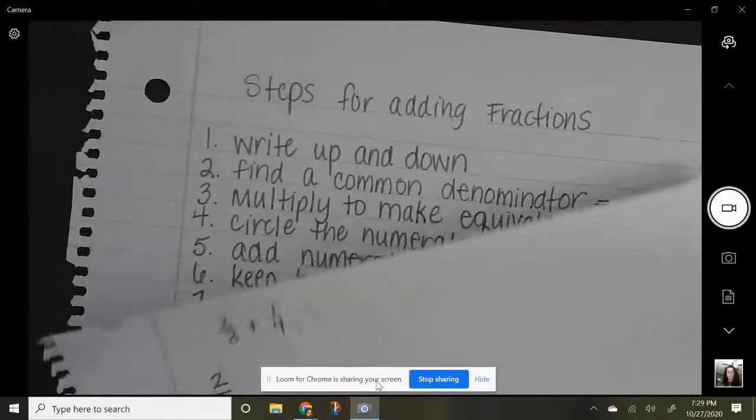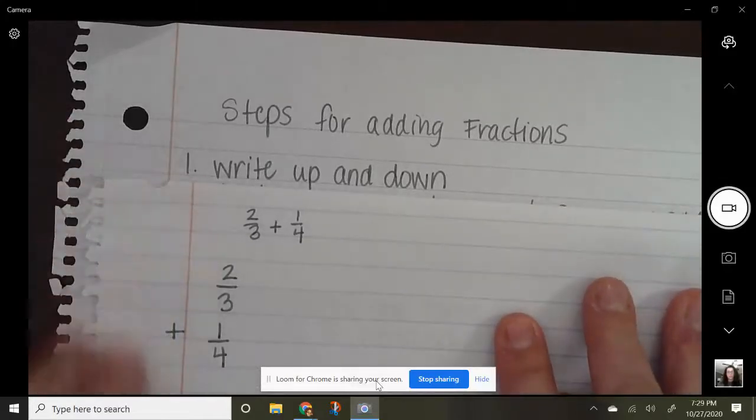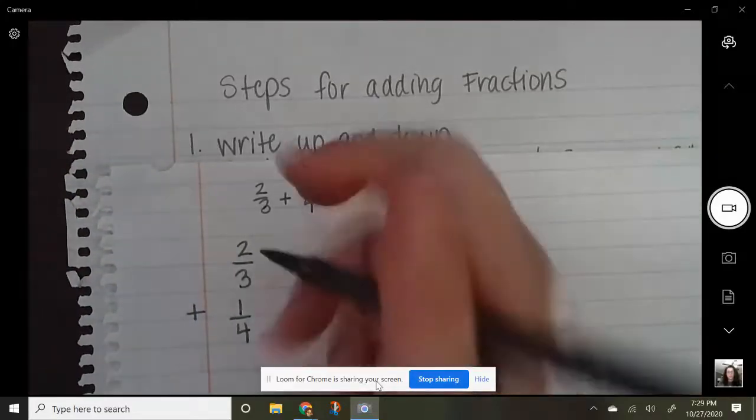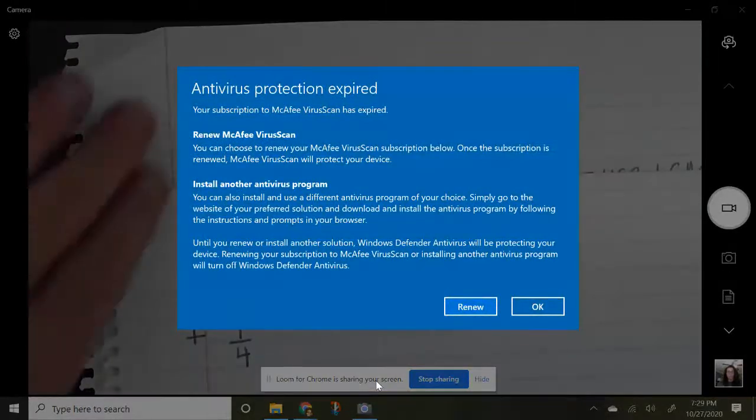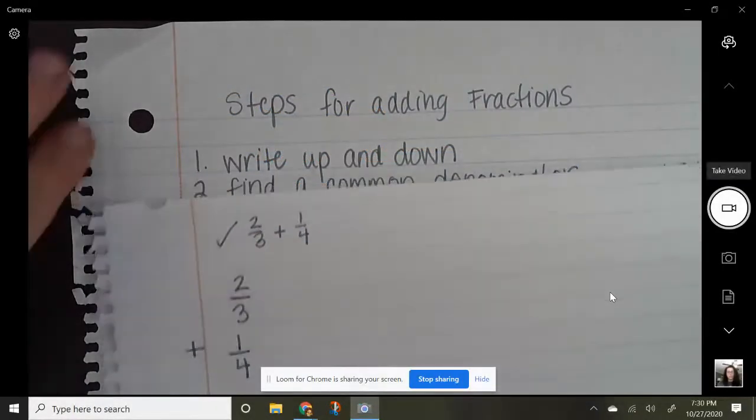So here, this actually might work to go like this. So step 1 is complete. I wrote this going up and down. Check.